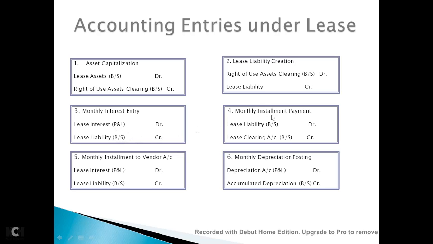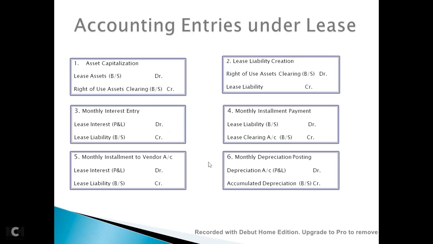And when you are making the installment payment, there will be two separate entries. One will be lease liability balance sheet debit with the lease installment amount, and lease clearing account credit. This is going to adjust your lease liability amortization. For making payment to the vendor, you will debit your lease clearing account, and I think I have not corrected it here. So here you will be having the vendor account credit and lease clearing account debit. So this is not updated here. And finally, you will also be posting the depreciation account and accumulated depreciation account, which will be against your leased assets capitalization.